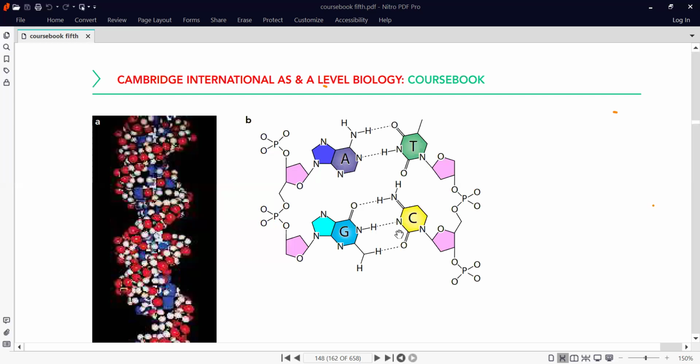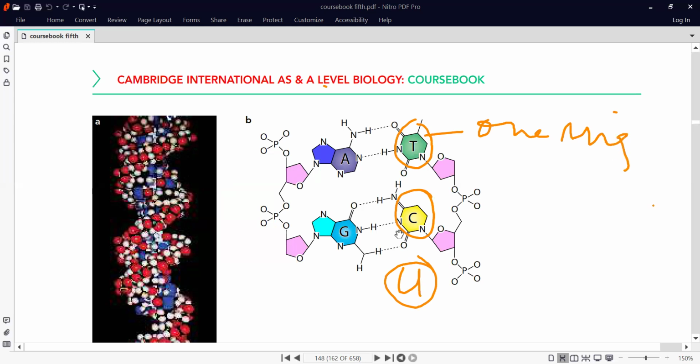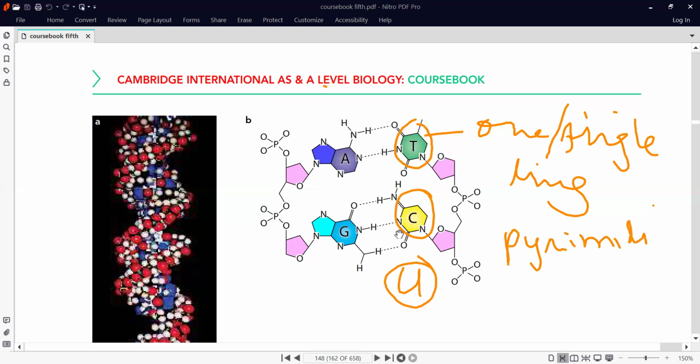Now see, this is the structure which I wanted to show you. Look at them. Some of the nitrogen bases are smaller in size, like thymine, cytosine, and uracil. Why are they considered smaller? Because they contain only a single ring structure. They are also known as pyrimidines.